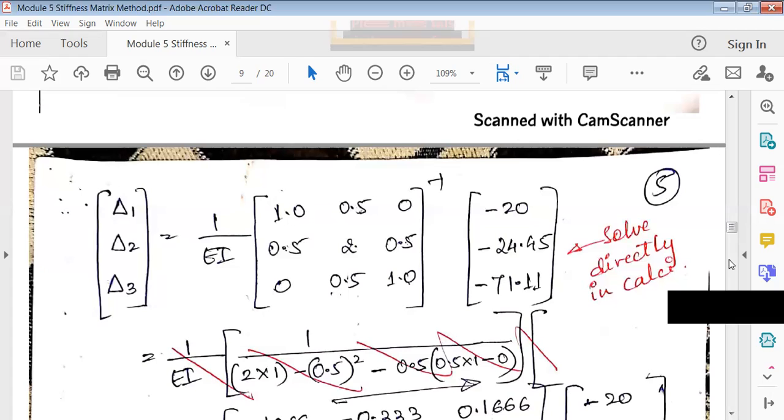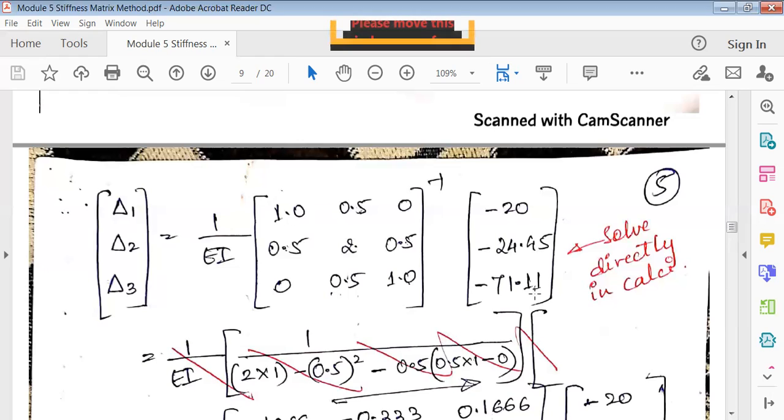So again here it is 1, 2 and 3. So it is 3 rows and n is 1 column. Once you choose this, then it will ask mat B 1,1. So it is minus 20, and 2,1 is minus 24.45, and 3,1 is minus 71.11. Okay, so now both mat A and mat B are fed in the calci.